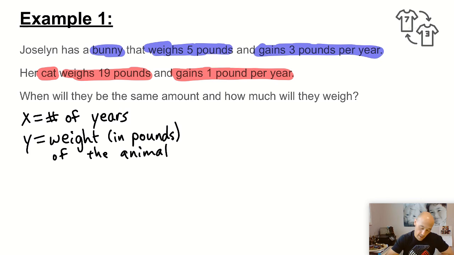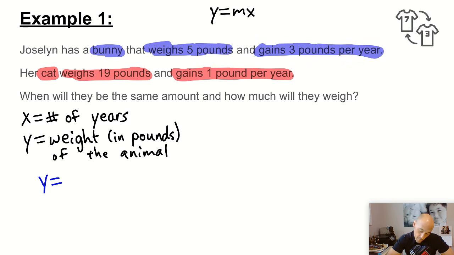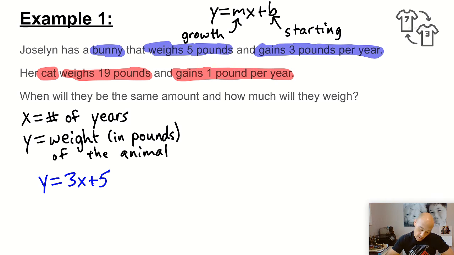All right, so we have two equations. For the bunny, we have y is equal to, let's see, if it gains 3 pounds per year, then that's the growth factor. And remember the growth factor in y equals mx plus b? This is the growth factor right here. And this is the starting value. So we have gains 3 pounds per year and right now weighs 5 pounds.